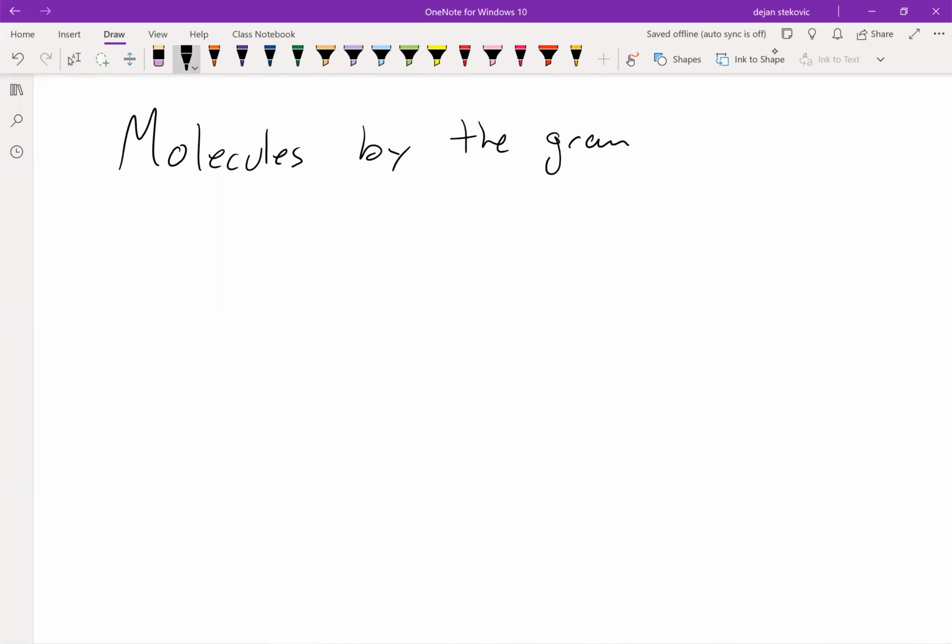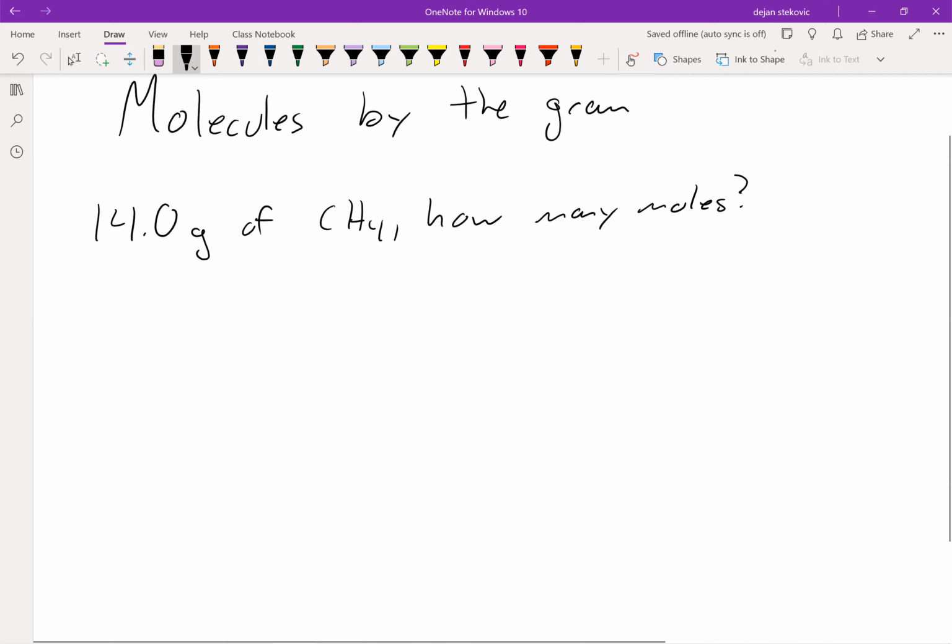All right, so the same way that we counted the number of atoms we have, we can do the same thing with molecules. So for example, what if we had 14.0 grams of CH4, which is known as methane? How many moles do you have if you have that many grams?